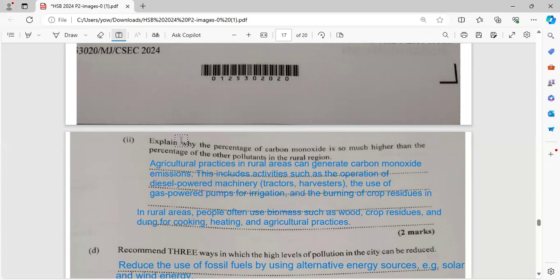In rural areas, people often use biomass, like coal and wood, to cook. So those are two reasons I could think of. If you guys can think of more reasons, please share them in the comments.